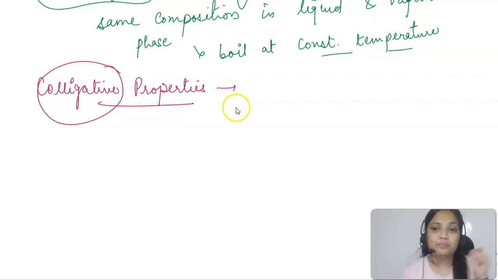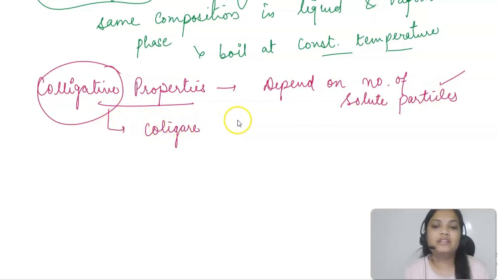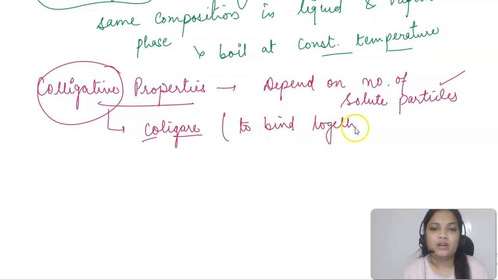Now, what is the main feature of these colligative properties? Please note that these properties depend on the number of solute particles, irrespective of the nature of the solute. Whatever the nature of the solute, these properties depend on the number of solute particles only. Colligative is derived from the Latin word colligere: co is together and ligere is to bind, so it means to bind together. That is the meaning of colligative properties.